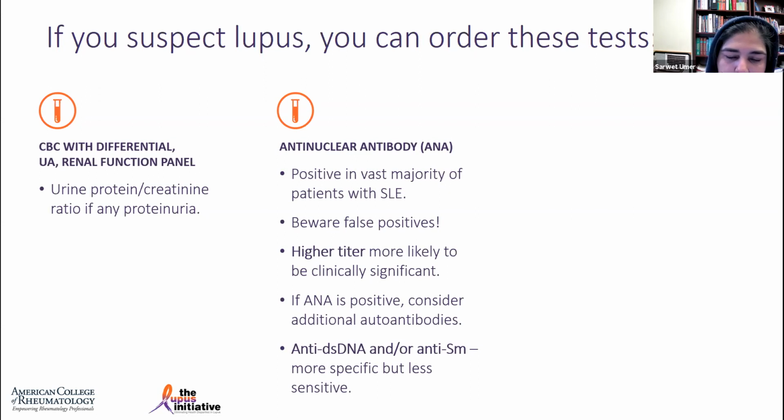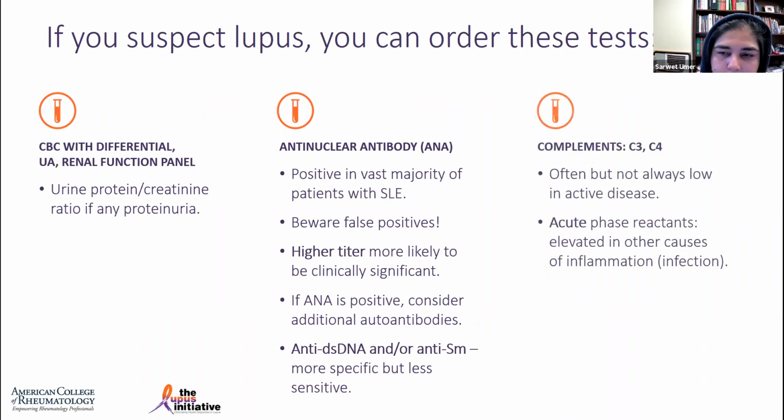Anti-double-stranded DNA antibody and/or anti-Smith antibodies are more specific but less sensitive. So classic lupus patients will be ANA positive and will have either anti-dsDNA antibody, anti-double-stranded DNA antibody, and anti-Smith antibody positive. We also ask for complements C3, C4.